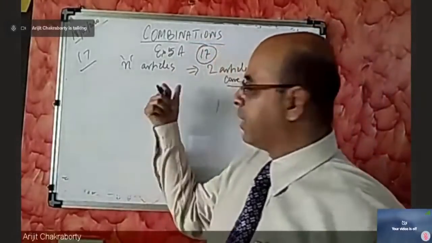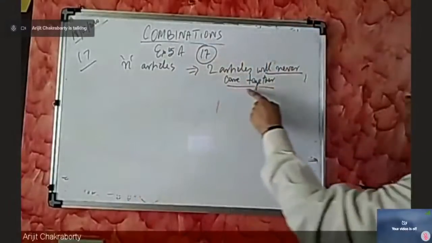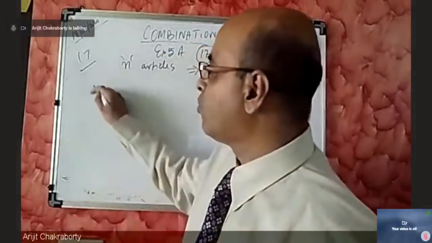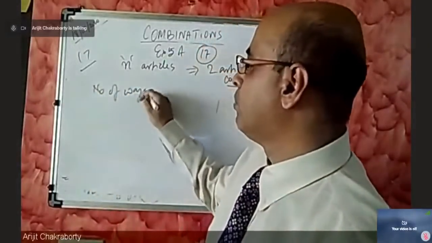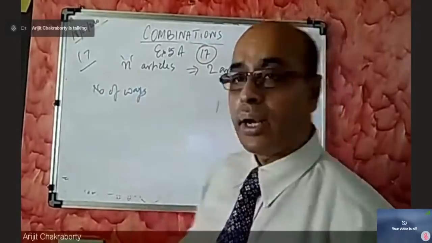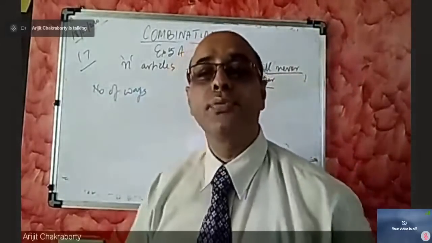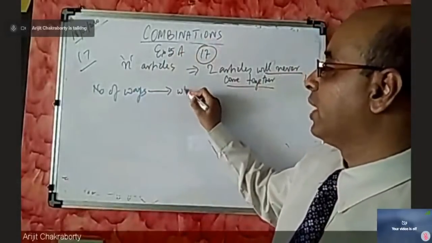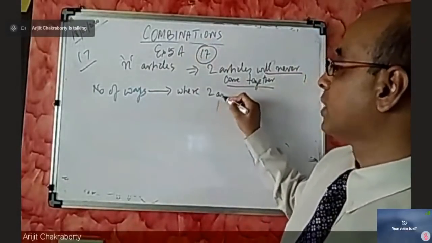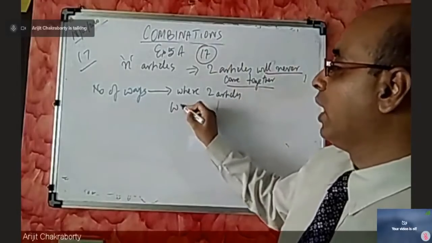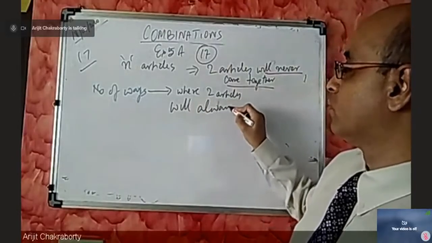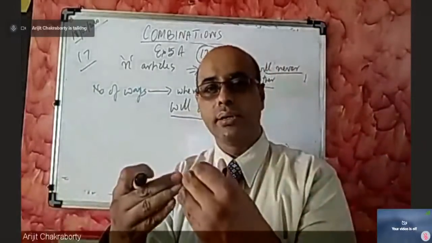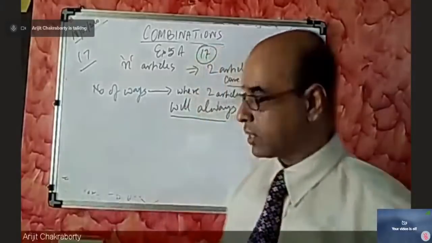We break this up. Okay? Will never come together. First we find out the number of ways where two articles will always come together. So let's first find out the number of ways where the two articles will always come together. Okay, they will always come together. Okay, so let's do that first.